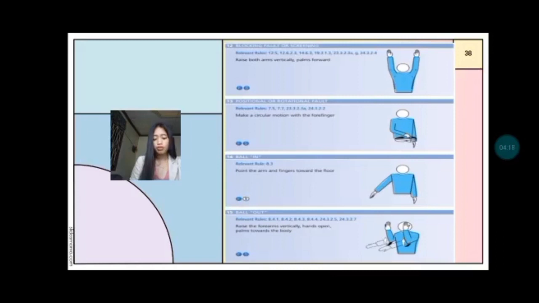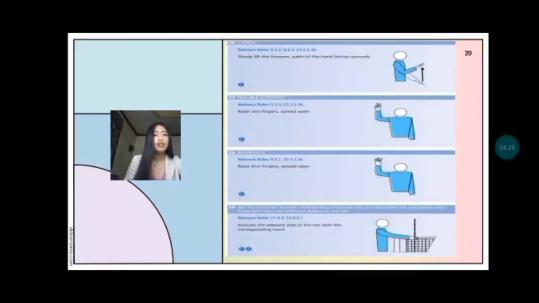Next one is the ball out, or the outside of the court. Raise the forearm vertically, hands open, palms toward the body. Next one is the catch. Catch, it's illegal to catch and throw the ball. Slowly lift the forearm, palm of the hand facing upward.